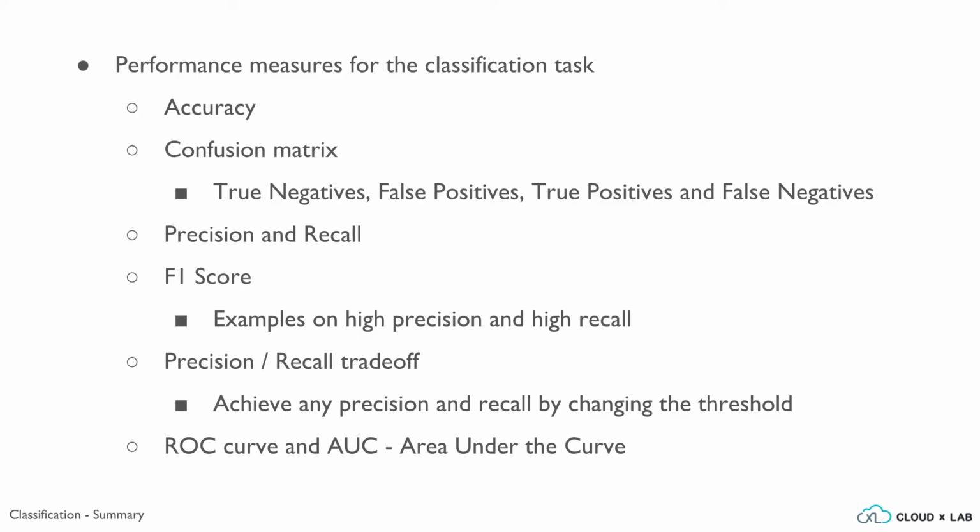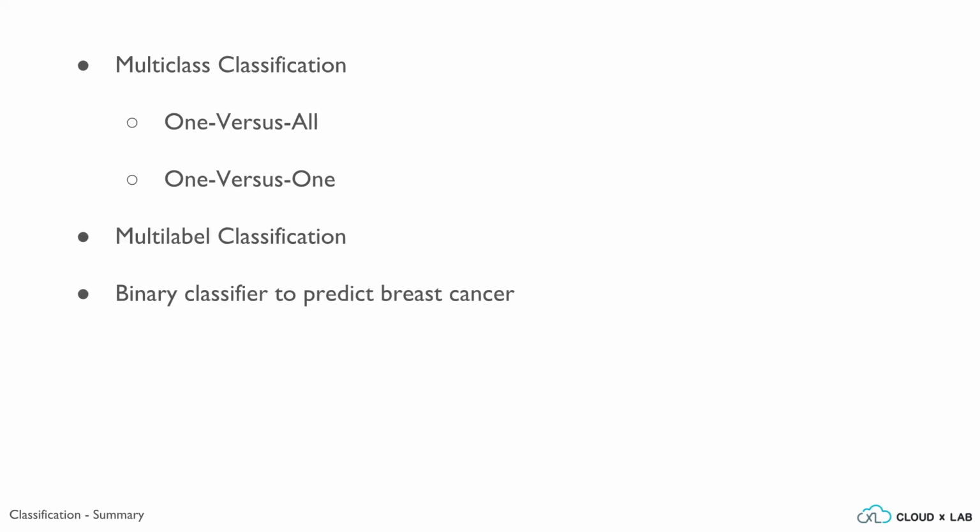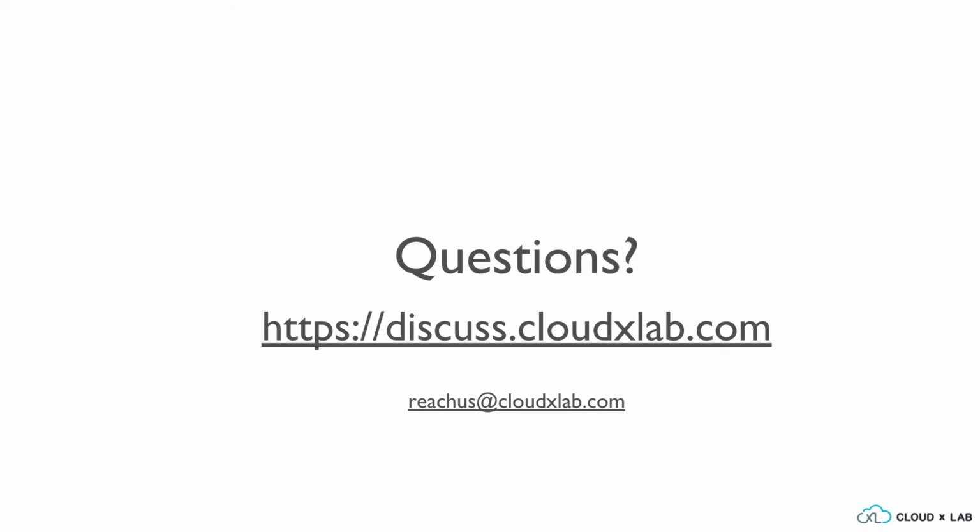Then we learnt about the two multi-class classification strategies, one versus all and one versus one. Afterwards, we learnt about multilabel classification. Finally, we trained a binary classifier to predict if someone has breast cancer or not.